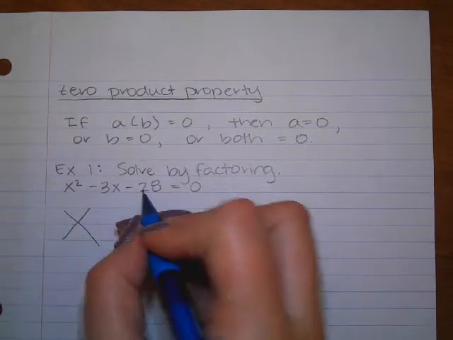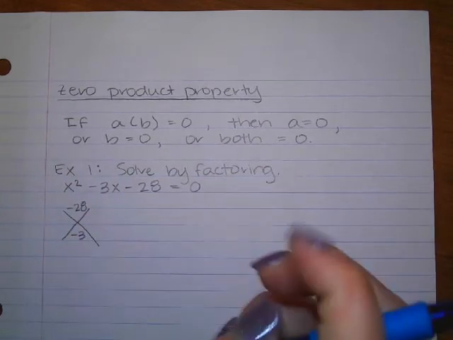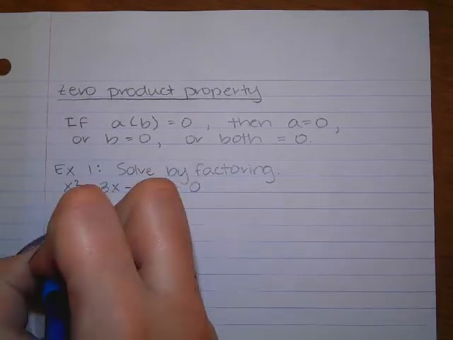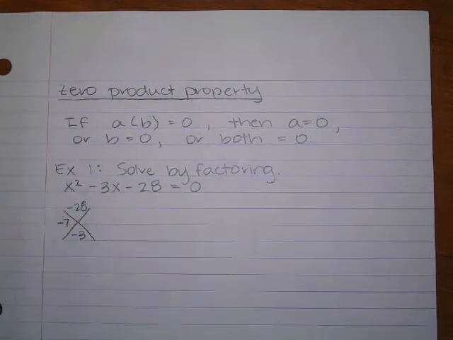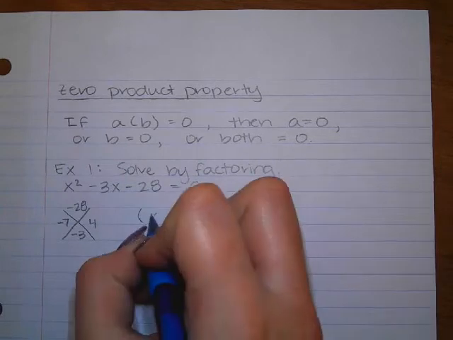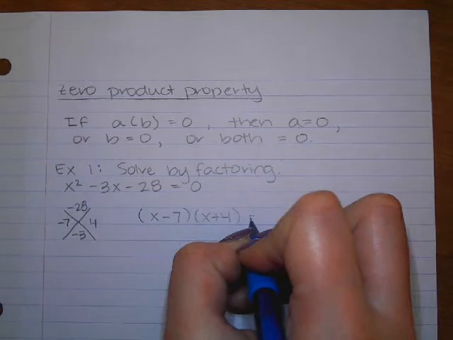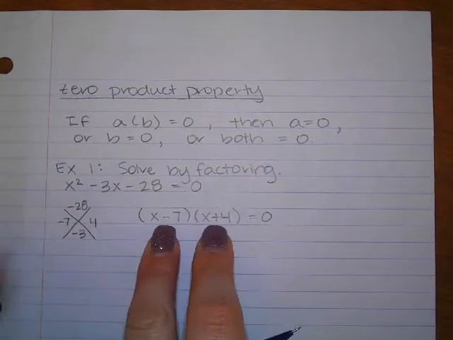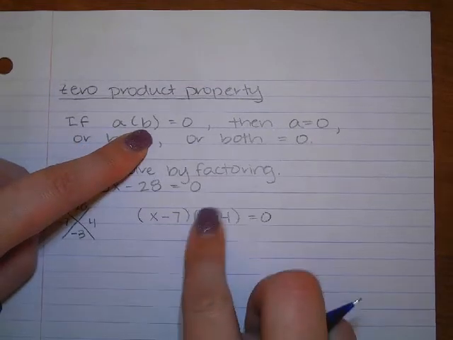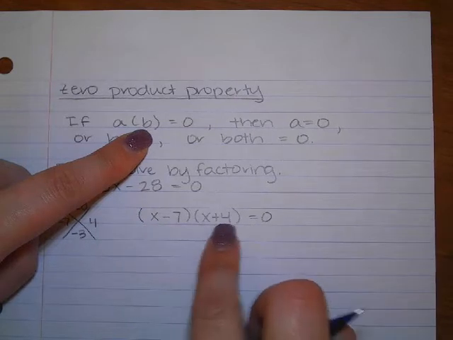And so I'm looking for two numbers that multiply to negative 28 and add to negative 3. And the two numbers that would do that would be 7 and 4. The 7 should be the negative number. So negative 7 and positive 4. And so in parentheses, that means I've got (x minus 7)(x plus 4) equals 0. So what we have is something that represents a number, multiplied by something else that represents a number, equals 0. So this is the first number, this is the second number.